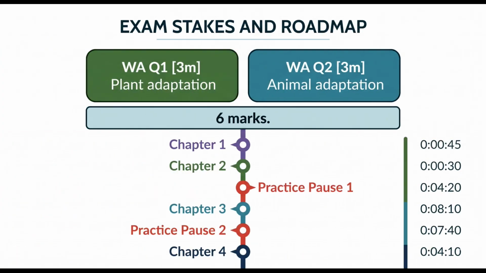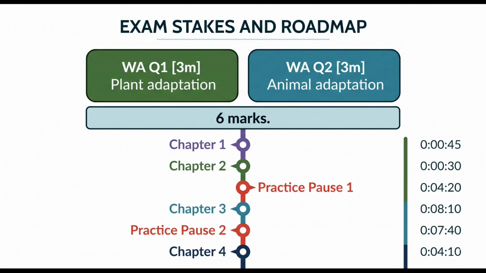Here is what the exam tests. WA, Question 1, 3 marks. Name 1 plant adaptation found in tropical rainforests and explain how it helps the plant survive. WA, Question 2, 3 marks, same question for an animal. 6 marks in total, same framework for both. The examiner accepts any valid adaptation. You choose the one you know best, not the one you think they want to see.